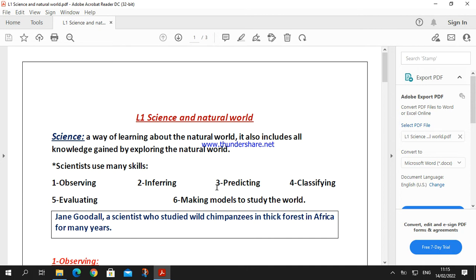From the skills used by scientists: Number 1, observing. Number 2, inferring. Number 3, predicting. Number 4, classifying. Number 5, evaluating. Number 6, making models to study the world.